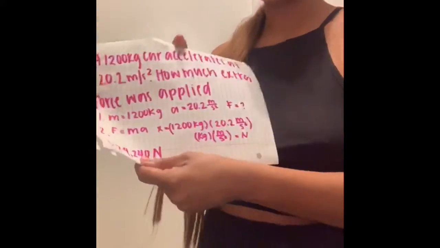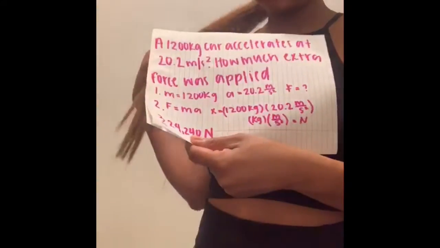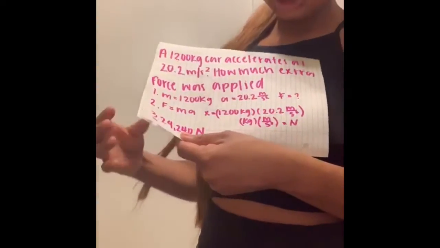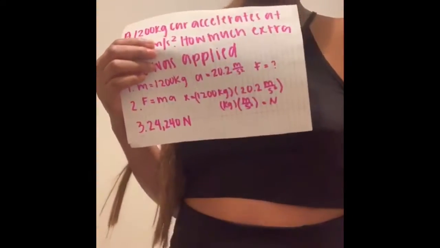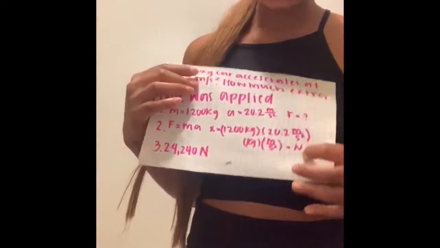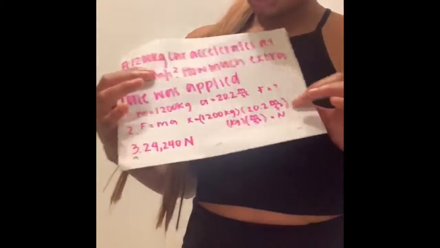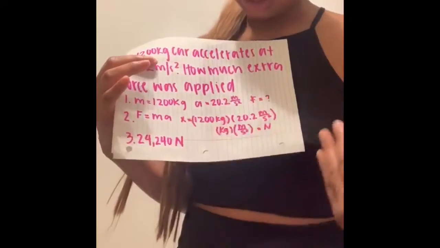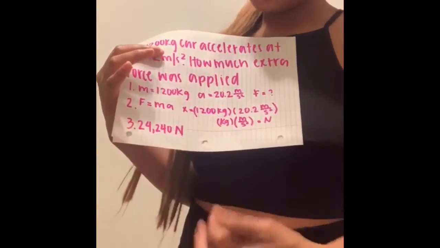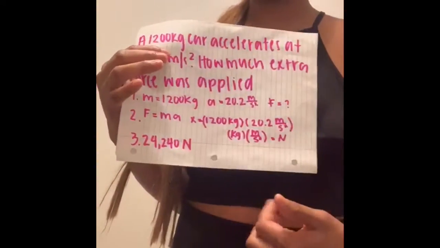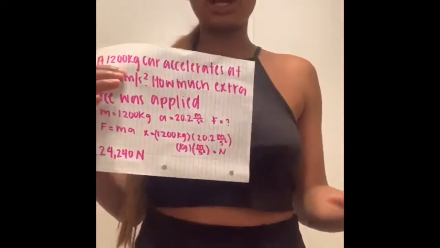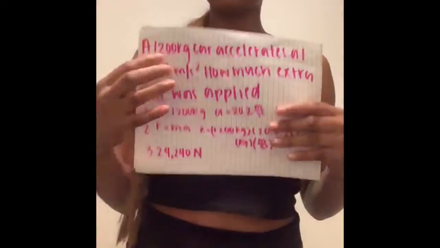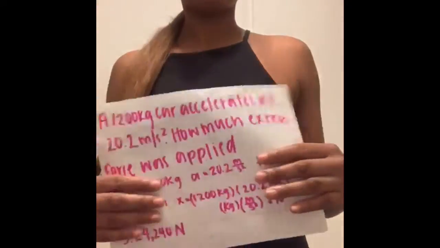The second step would be to plug in the numbers that we got, and since we are multiplying, we will multiply the units, which will give us newtons. The third step, after we multiply these two, I got 24,240, and since the unit we got was newtons, that's the unit that will be applied.